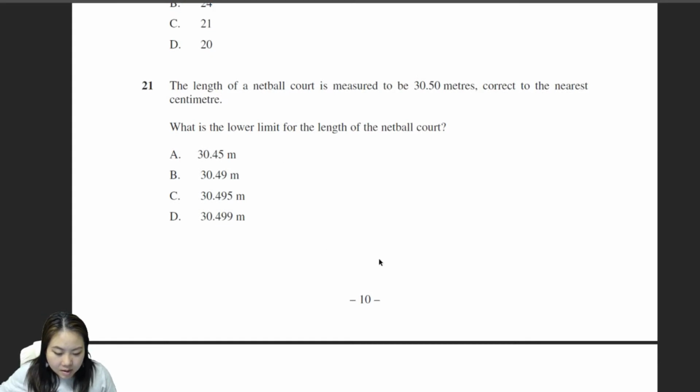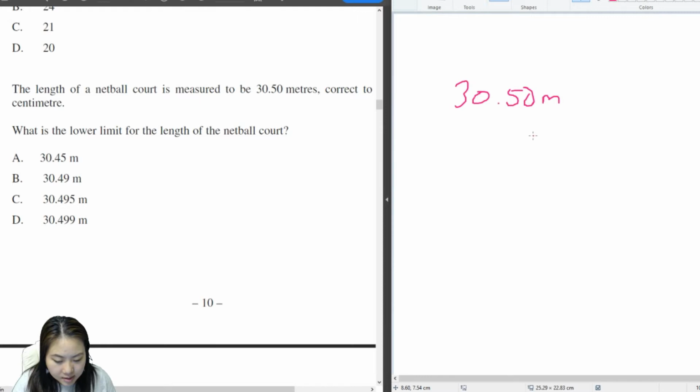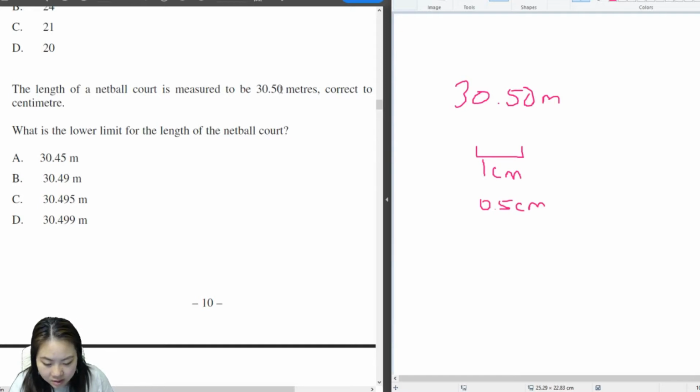21. The length of a netball court is measured to be 30.5 meters, correct to the nearest centimeter. What is the lower limit for the length of the netball court? Since it is measured to the nearest centimeter, the error that the person measuring it can make would be half a centimeter. So the lower limit of the court is half a centimeter less than this, which is this one.